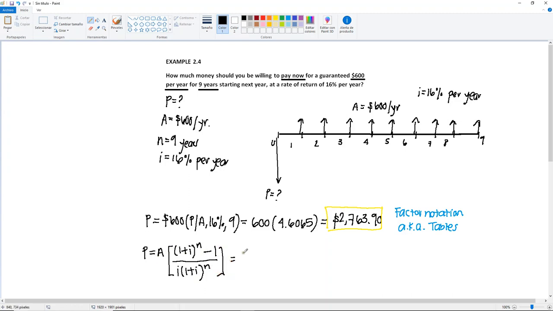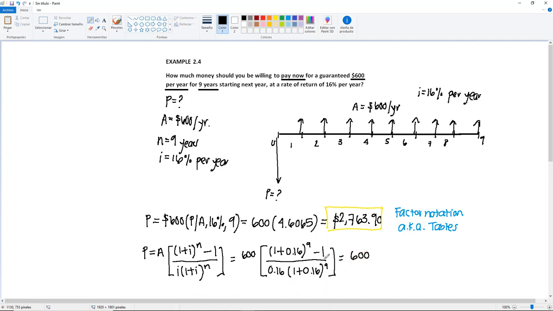We have A equal to 600. Then in the brackets, we're going to put the first one. It's going to be 1 plus 16%, which in this case is going to be 0.16. Raise it to the ninth power, minus 1. And then the denominator, it's going to be 0.16 times 1 plus 0.16 to the ninth power. I'm going to do it separate. So we have the 600.